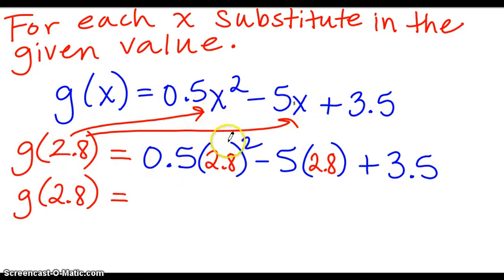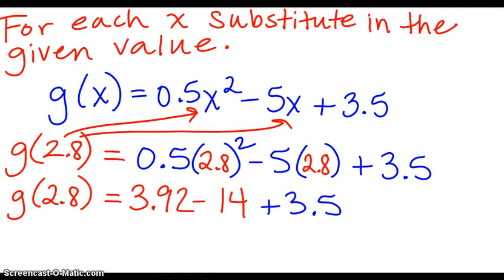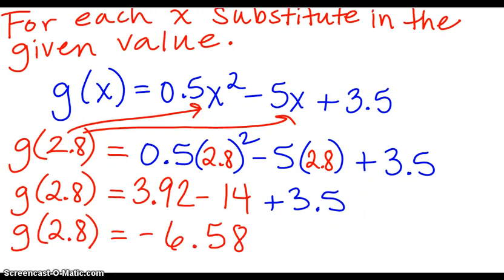So you have 5 times 2.8 squared, minus 5 times 2.8, plus 3.5. And evaluating that out, 3.92 minus 14 plus 3.5, you get negative 6.58.